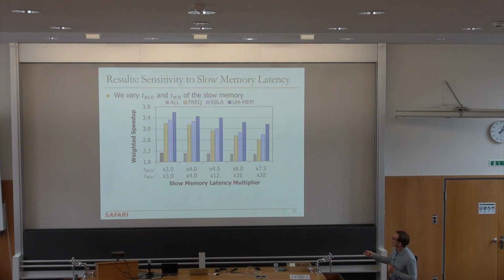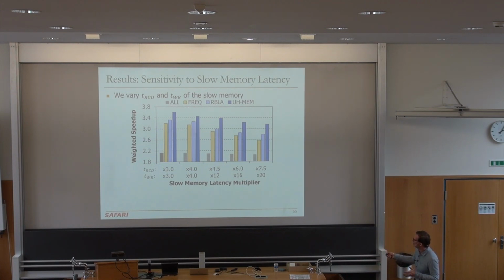So basically, this is the latency multiplier of the slow memory. In this case, the activate and write latencies are 3x longer than the fast memory. In this case, it's 4x. In this case, this is very similar to the phase change memory-based system that I just described, right?